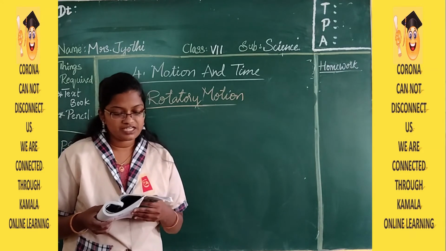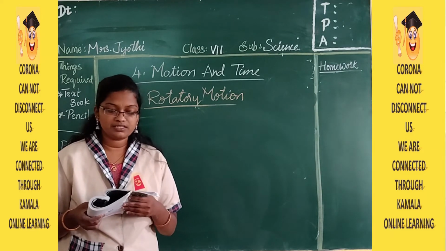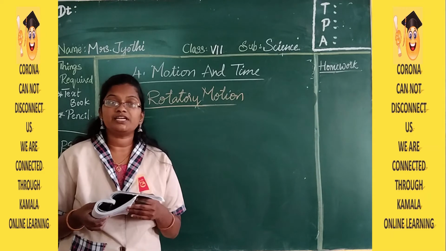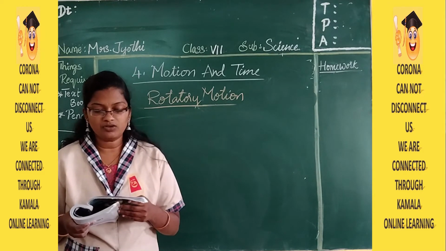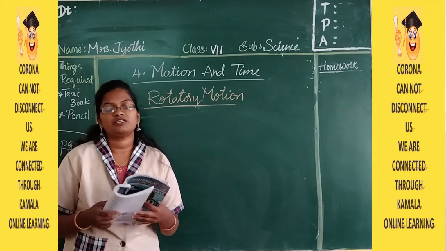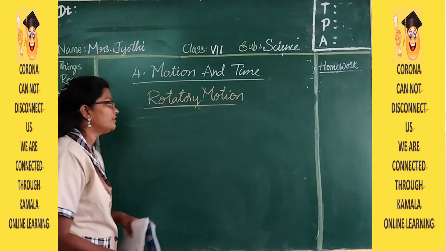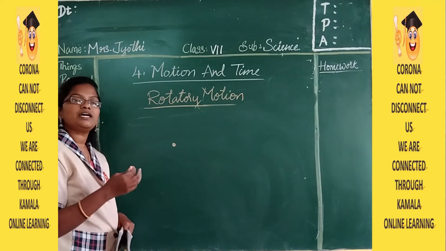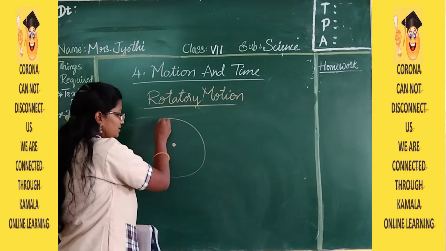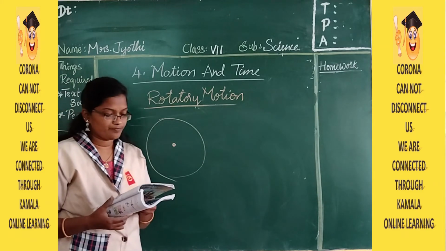Rotatory motion means the motion of all particles of a moving body following a circular path with respect to a fixed center or axis of rotation. So in a rotatory motion there will be a fixed point, and all the other parts are going to move in a circular path.